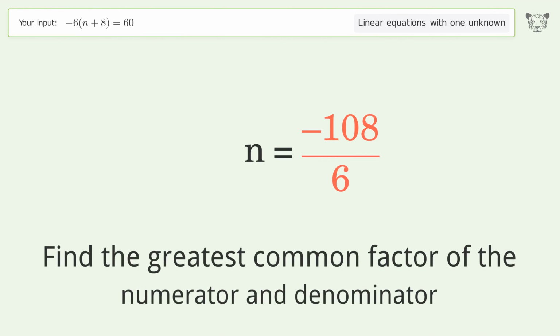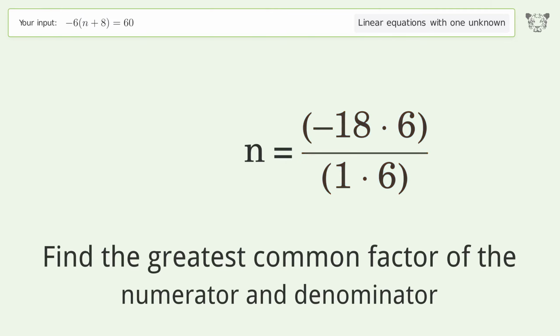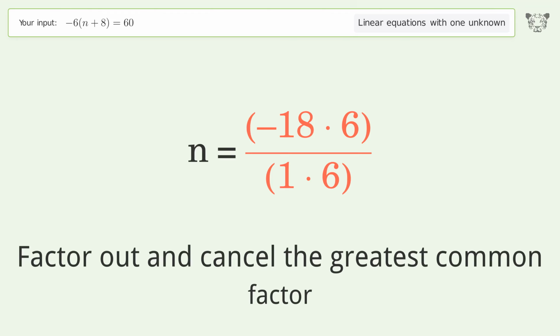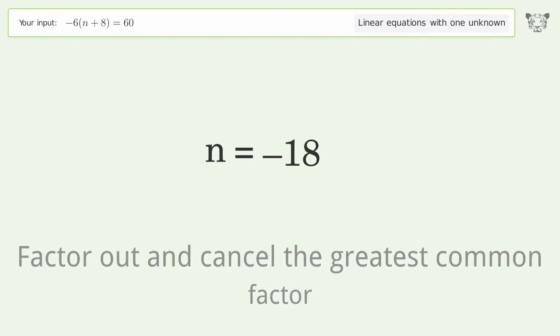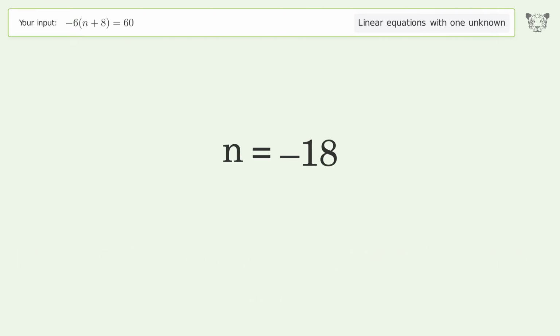Find the greatest common factor of the numerator and denominator. Factor out and cancel the greatest common factor. And so the final result is n equals -18.